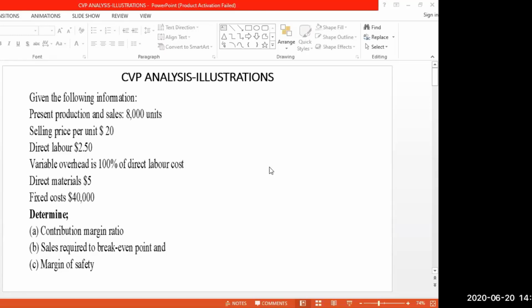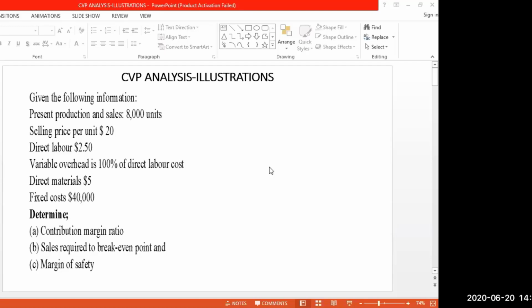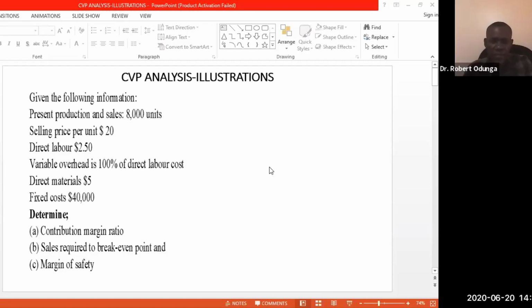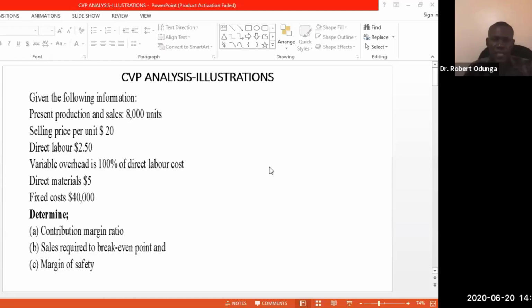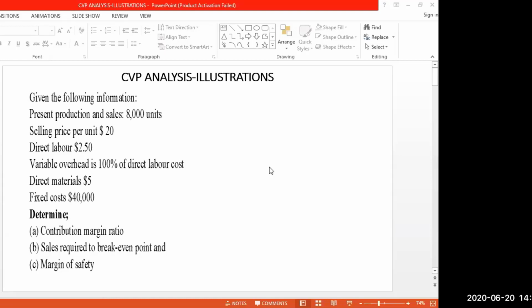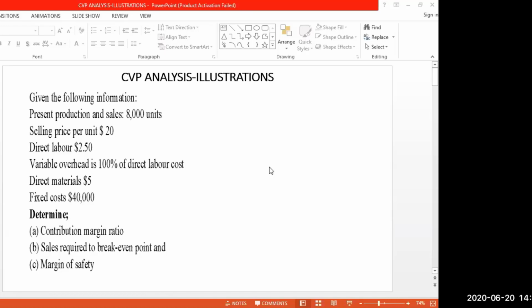All right. So selling price per unit is 20. Direct labor per unit is 2.5. Variable overhead is 100% of direct labor cost. Direct materials at $5, and then fixed costs at $40,000. Then you are required to determine the contribution margin ratio, the sales required to break even, and the margin of safety.